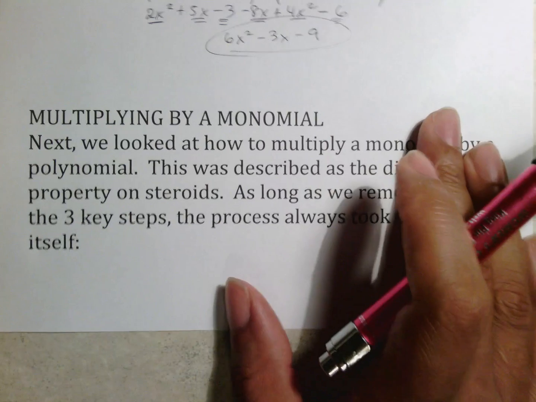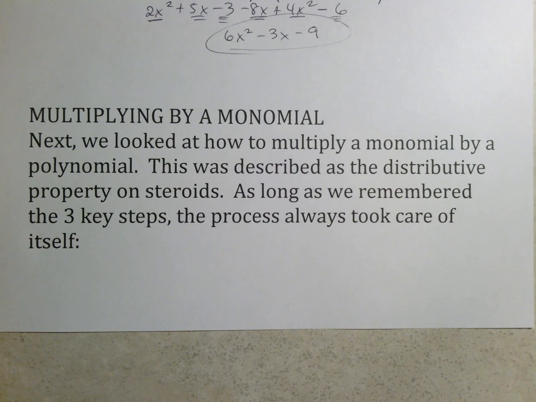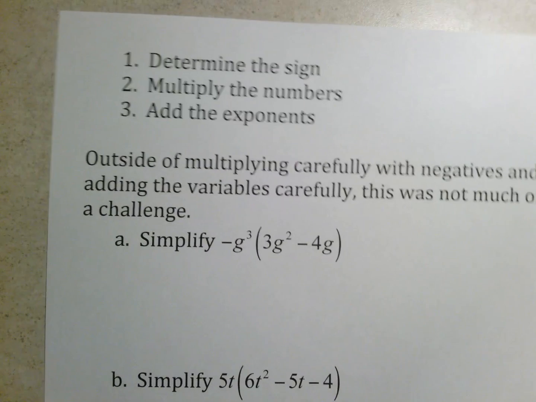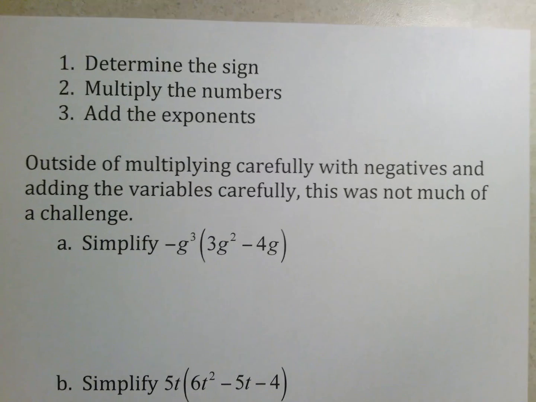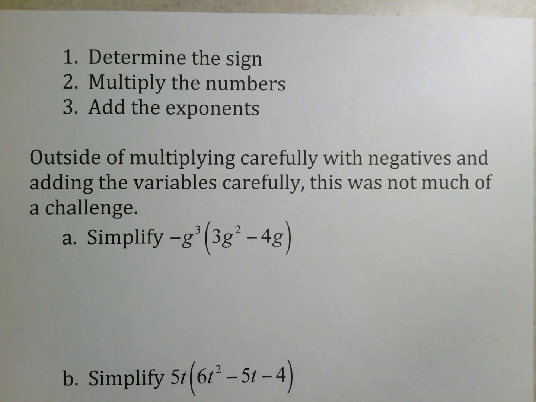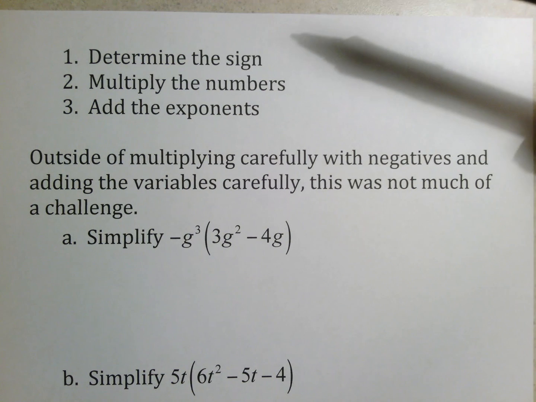And the last thing we learned before we started getting into the crazy stuff was multiplying by a monomial. Next we looked at how to multiply a monomial by a polynomial. This was described to you as a distributive property on steroids, as long as we remembered the 3 key steps. And again, some of you are just breezing right through these 3 steps, and others of you are not paying attention to it. It's kind of like the same 3 steps we did in chapter 7.